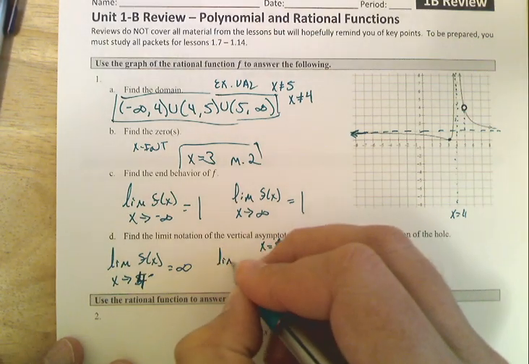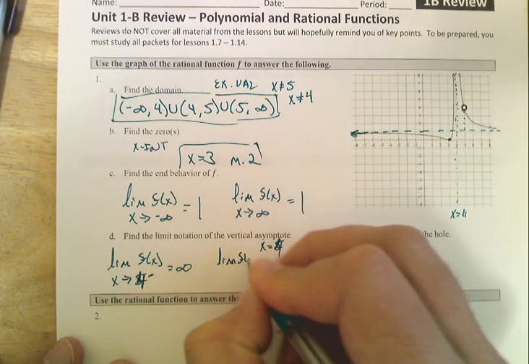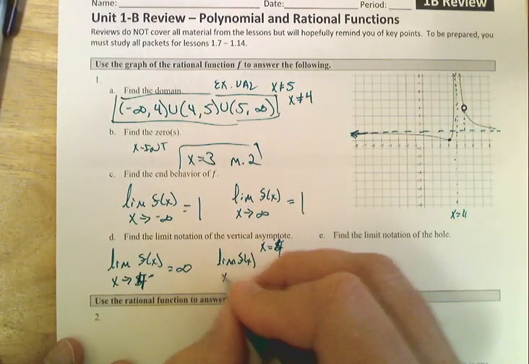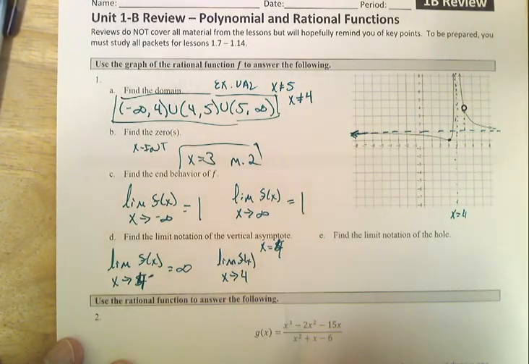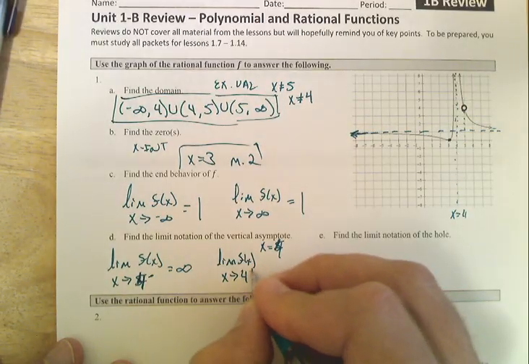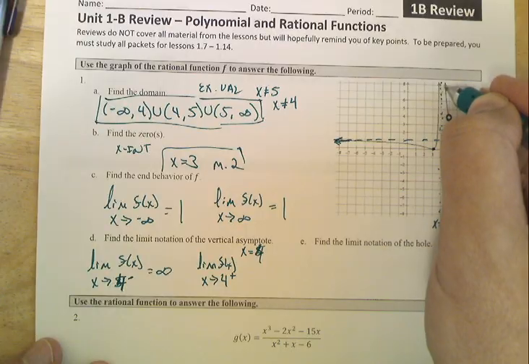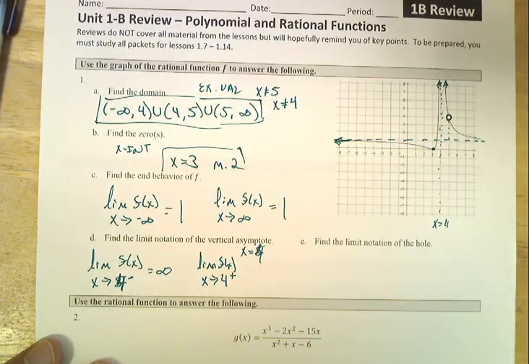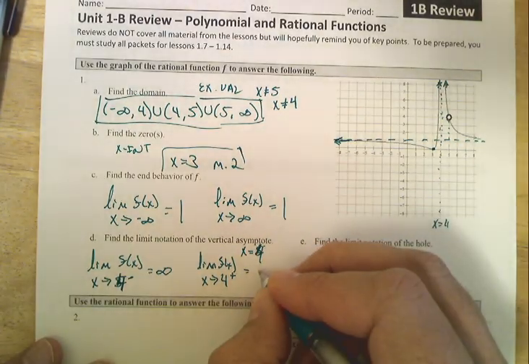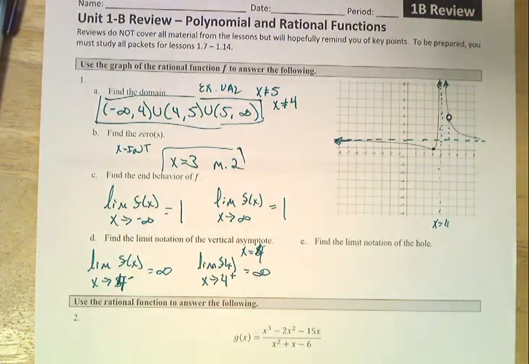And then I need to check it from the right side. So the limit of my function as x approaches positive 4 from the right side. And so I start just to the right of 4, and I see what happens as I get closer. Well, the graph is still going up. So this would also be positive infinity.